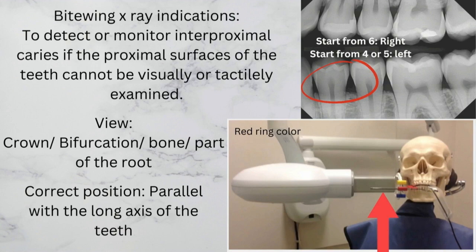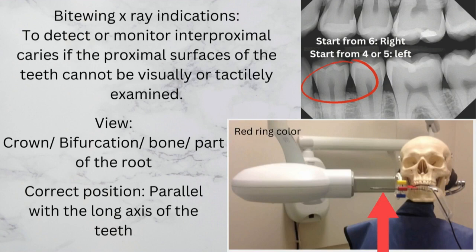Like if you want to detect if the patient is having multiple caries lesions, upper and lower, and we want to capture it in one image, so we can take a Bitewing X-ray. We can detect the crown, bifurcation, bone, part of the root, all these can be seen, but the periapical area or the apex of the tooth cannot be detected with the Bitewing.